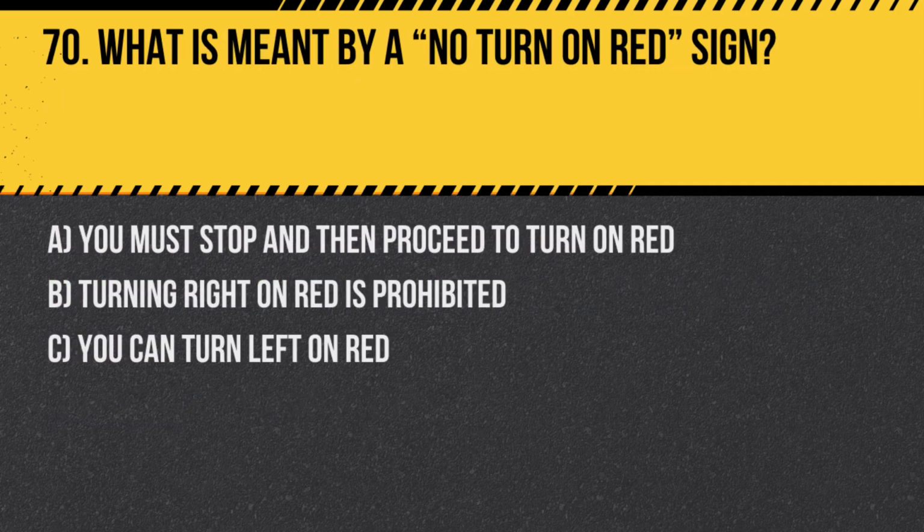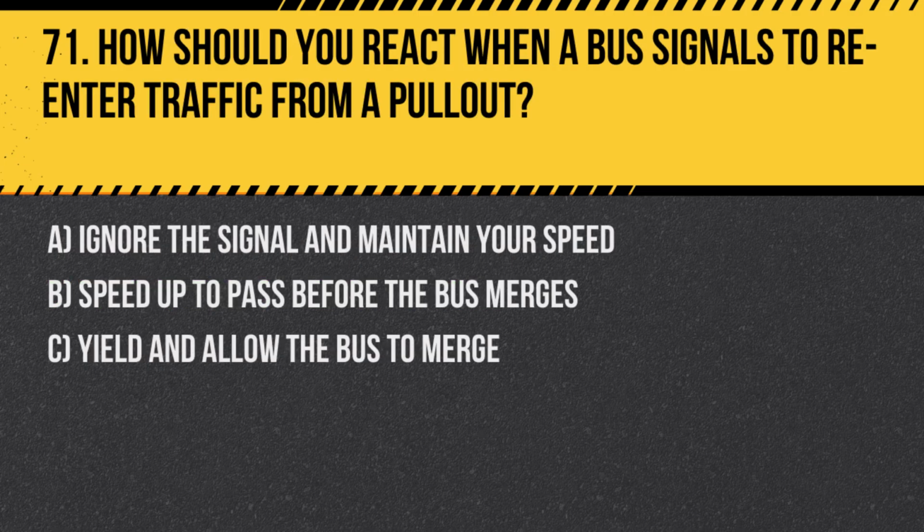Question 70. What is meant by a no turn on red sign? A. You must stop and then proceed to turn on red. B. Turning right on red is prohibited. C. You can turn left on red. Answer B. Turning right on red is prohibited. A no turn on red sign specifically means that you cannot make a right turn while the traffic light is red.